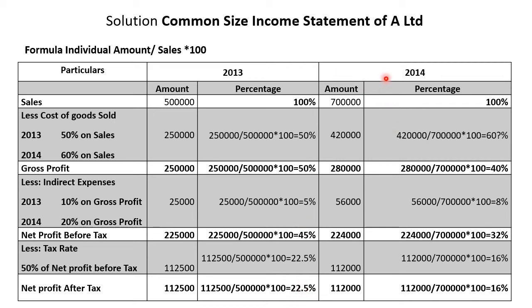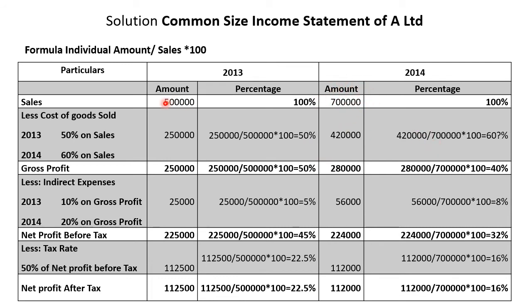We are doing it for 2014 now. For 2014, the sales value is 7 lakh. This 7 lakh will be considered as 100%. Okay, concentrate once again. This 7 lakh will be considered as 100%. Next, 4,20,000, that is the individual amount, divided by the sales value for 2014.